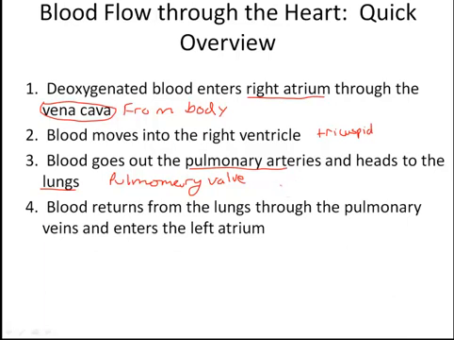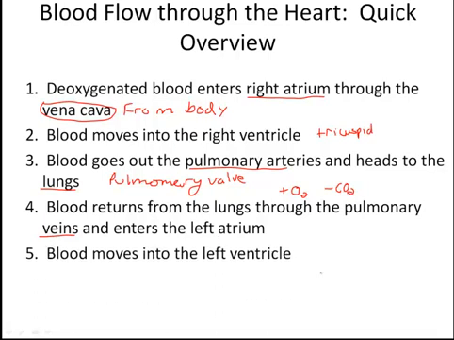Now, once it's at the lungs, it's going to pick up oxygen. So it's going to grab oxygen, and it's going to get rid of carbon dioxide. Okay. Once that happens, the blood is going to return to the heart through the pulmonary veins. So veins always bring blood to the heart, and it's going to come into the left atrium. So the blood comes back down into your heart, into the left side of your heart. The blood then moves from the left atrium into the left ventricle, and it does that through the mitral valve. And remember, the mitral valve is also called the bicuspid valve.